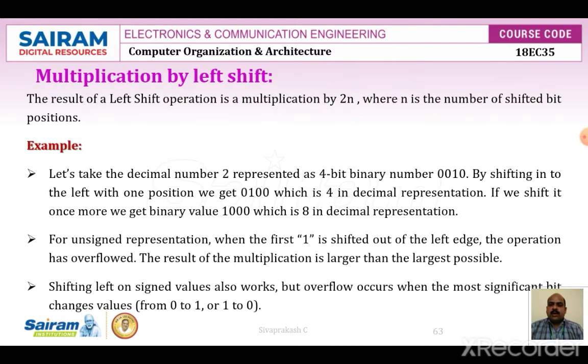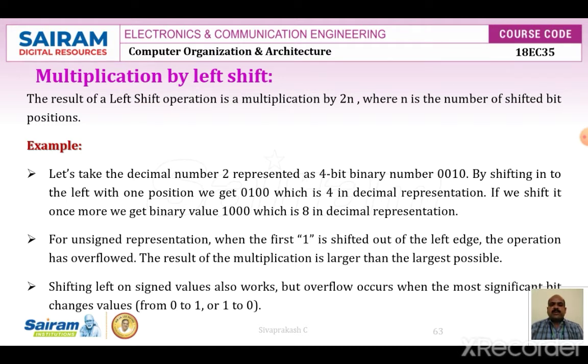And this is multiplication by left shift operations. The result of a left shift operation is a multiplication by 2^n, where n is the number of shifted bit positions. Example: let's take the decimal number 2 represented as the 4-bit binary number 0010. By shifting it to the left one position, we get 0100, which is 4 in decimal representation. If we shift it once more, we get the binary value 1000, which is 8 in decimal representation.